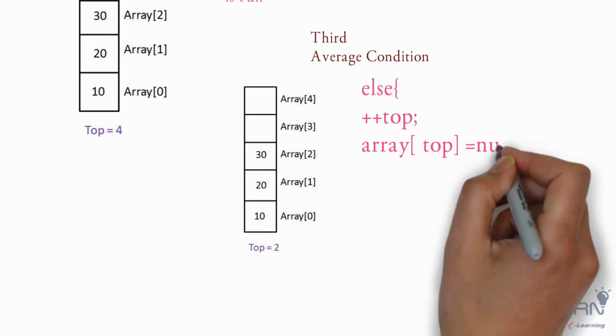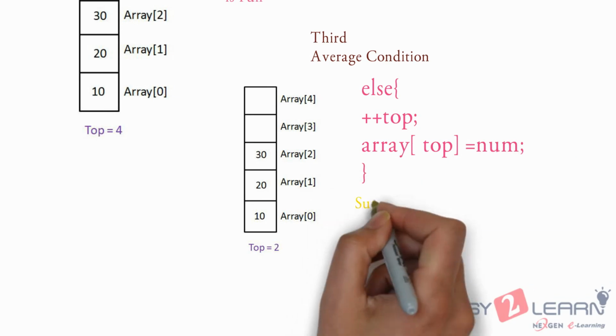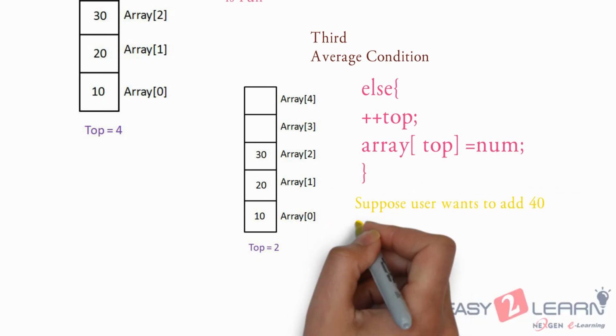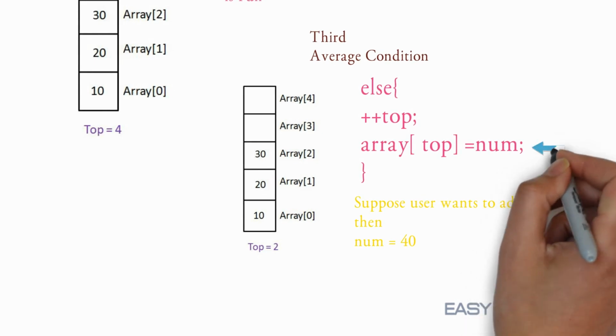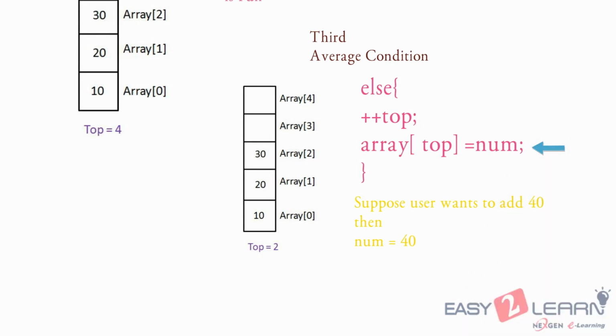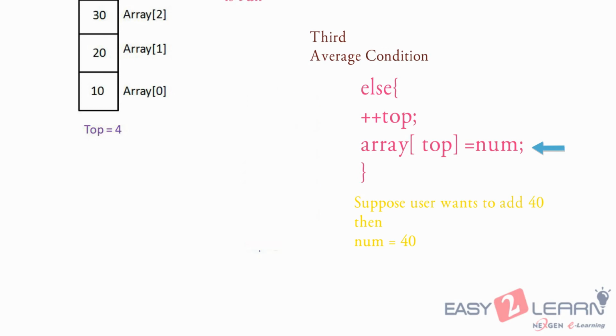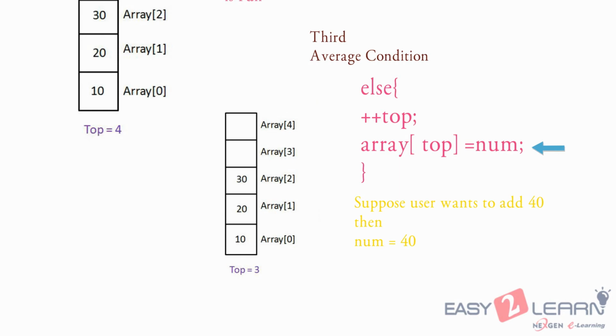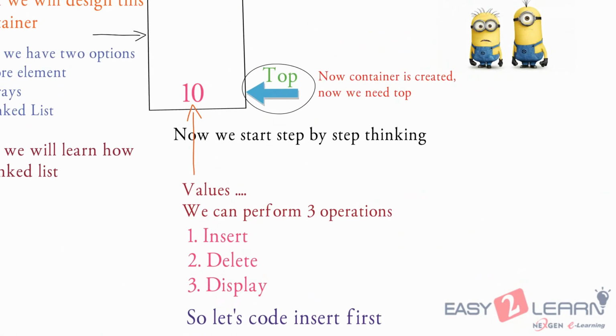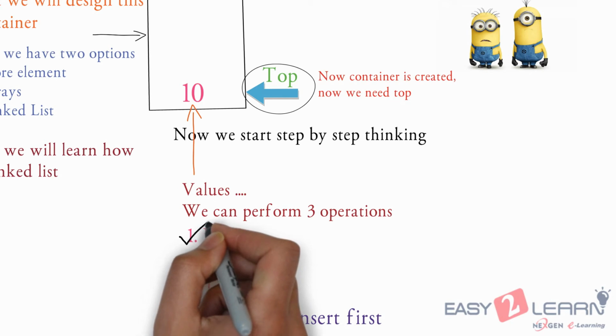Now, we simply increment the top and assign the value to the top. Suppose the user wants to add 40, then we simply increment the top. Now the top is equal to index 3 and we assign a value of 40 there. That's it. So we have completed insert. Now let us look into delete.